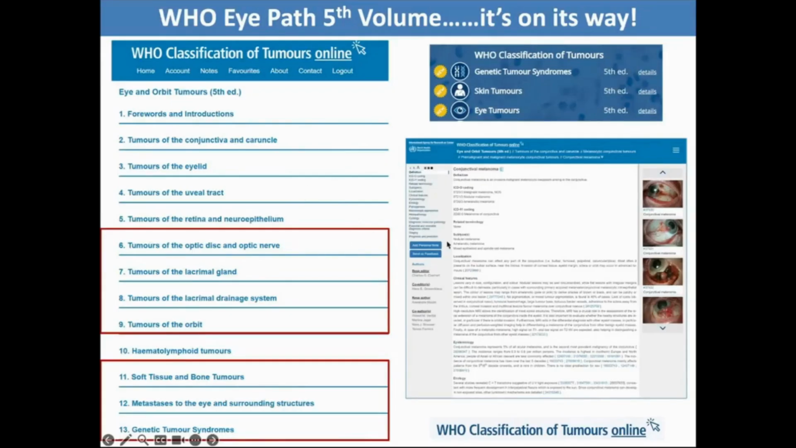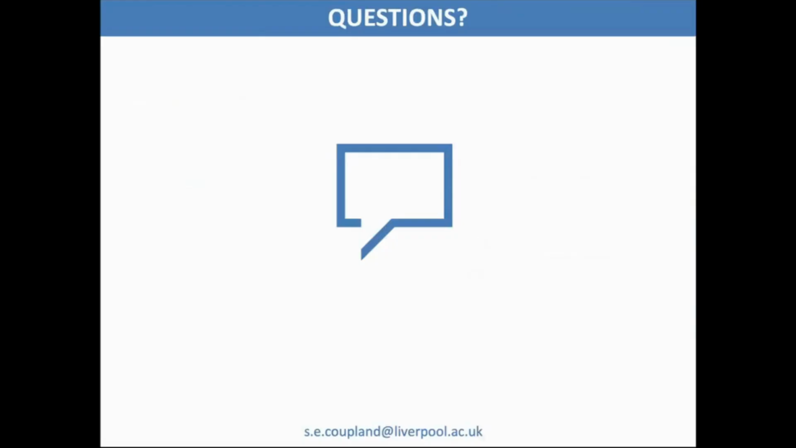In contrast to the previous editions, it does include tumors of the optic disc, optic nerve, lacrimal gland, and the drainage system, as well as those of the soft tissue and the bony tumors, some of which I have addressed today. There is a specific chapter also on the genetic tumor syndromes affecting the eye and the ocular adnexal structures. So with that, I will conclude my presentation.